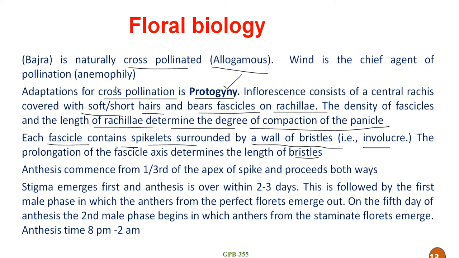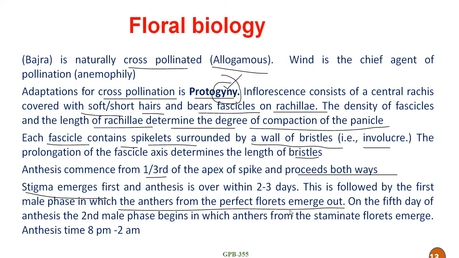The anthesis in bajra commences from the one-third of the apex of the spike and proceeds in both directions, and the stigma emerges first and the anthesis is over within 2 to 3 days. As we can see, the stigma emerges first, that means the gynoecium matures first, leading to cross-pollination. This is followed by the first male phase in which the anthers from the perfect flower emerge out. In bajra there are two types of flower: the perfect flower having male and female parts, and another having only the male flower.